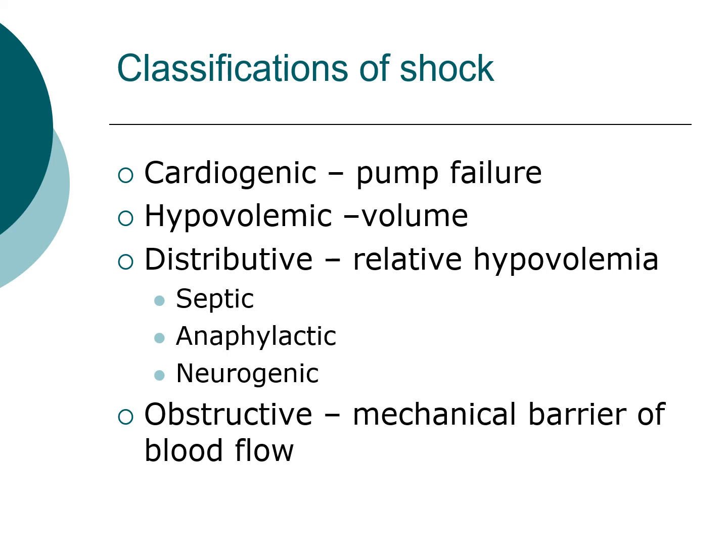And your final classification would be obstructive shock, so mechanical barrier to blood flow. And that one I can just say quickly would be as if you'd have a large pulmonary embolus and you have blood flow that's obstructed to the lungs, and then hypoxia results from that. Let's look at our other classifications of shock.